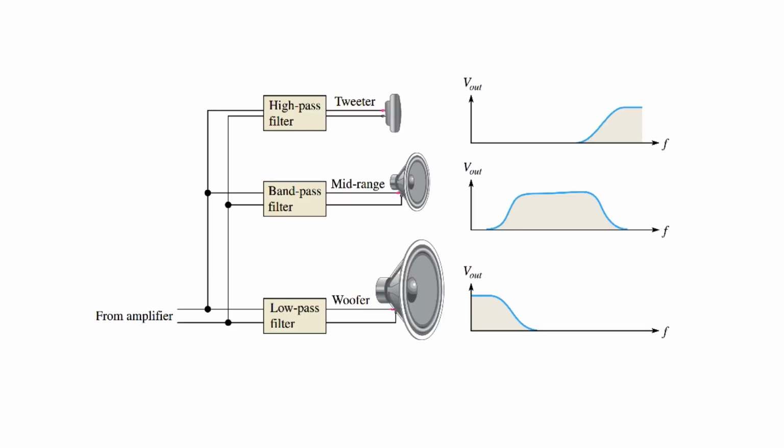Another application of filters is your crossover network. This network uses filters to separate the audio frequency bands, creating the variety and richness of sounds that you hear coming out of a set of speakers. The woofer employs a low-pass filter. The tweeter employs a high-pass filter. The mid-range speaker employs a bandpass filter, producing the frequencies not covered by the woofer and the tweeter.